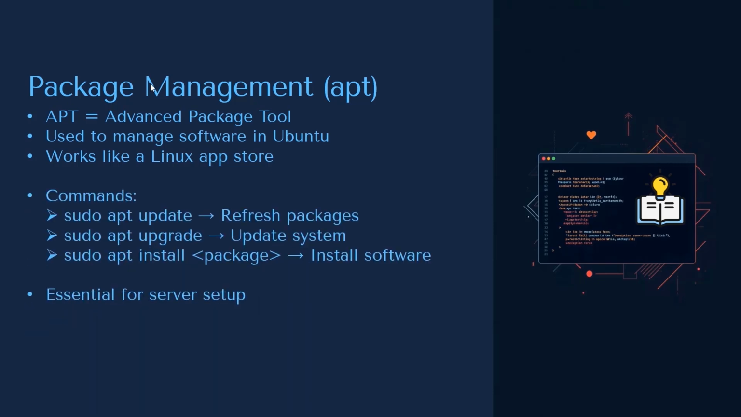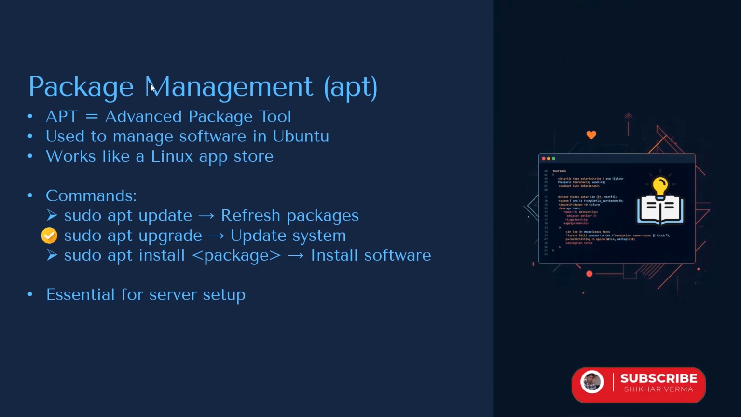Now let's look at some important commands. So first command you can see is sudo apt update. So this command refreshes the package list. It tells your system what latest software versions are available.